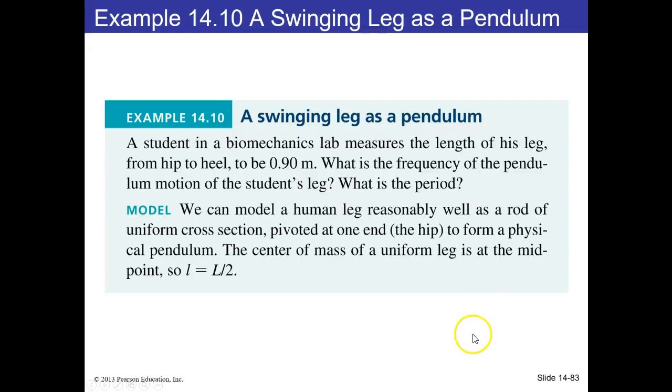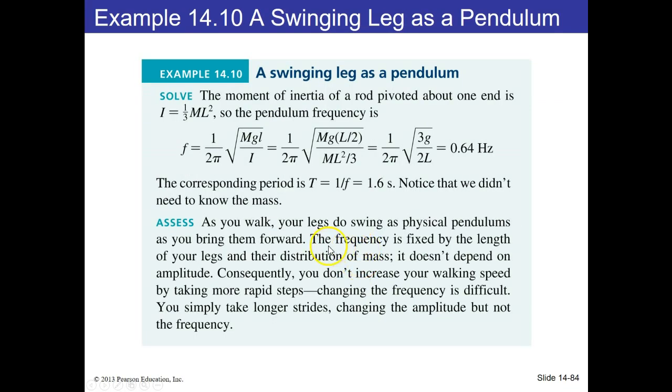So here we go, we've got a swinging leg, and we're going to use this as a pendulum. The student in a biomechanics lab measures the length of his leg from the hip to the heel, which is about 0.9 meters. They want to know what is the frequency of the pendulum of the student's leg and what is the period. We can model this as a rod of uniform cross-section pivoted at one end, and so the center of mass of this uniform leg should be just the length divided by 2.